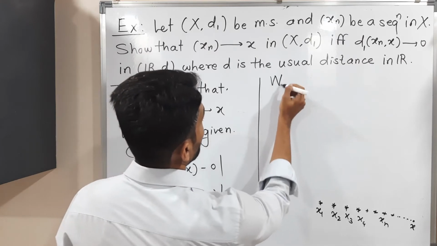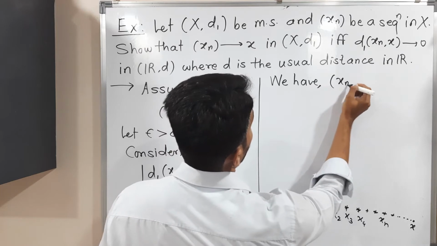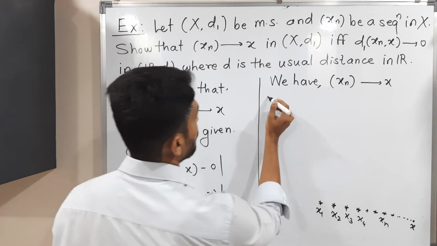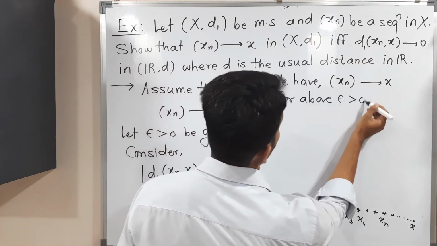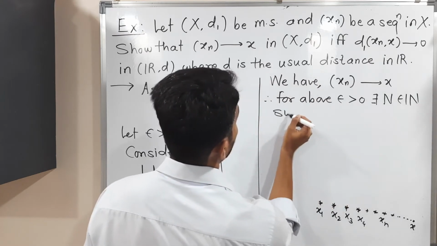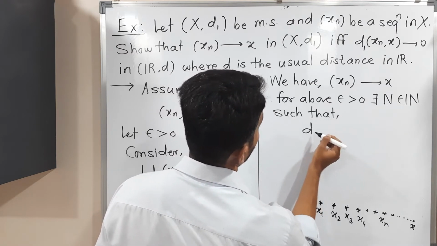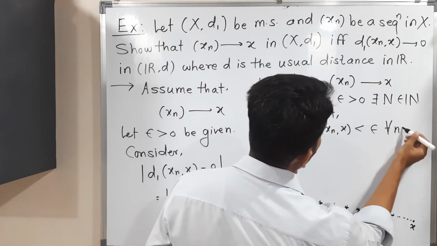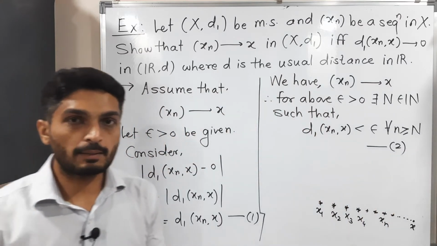See, what we have here, Xn converges to X. So we can use here the definition of convergent sequence. So therefore, for above epsilon greater than 0, there exists capital N belongs to the set of natural numbers such that D1 of Xn, X less than epsilon for all n greater than or equal to capital N. By definition we get this. So let us combine 1 and 2.